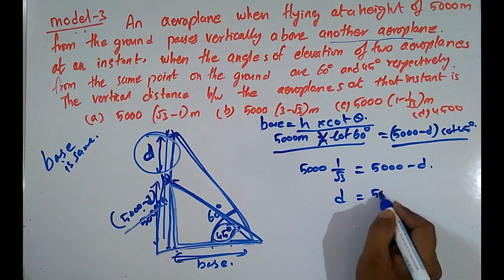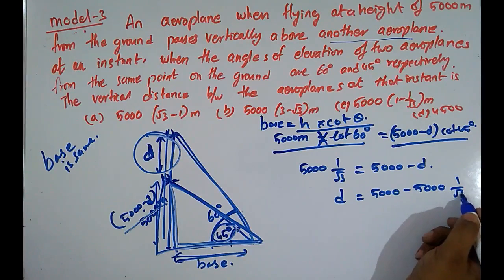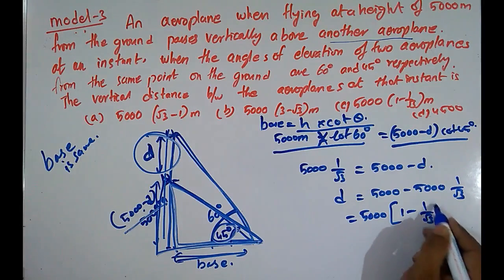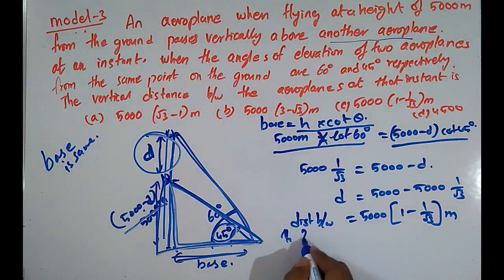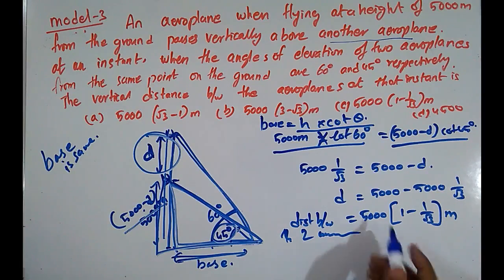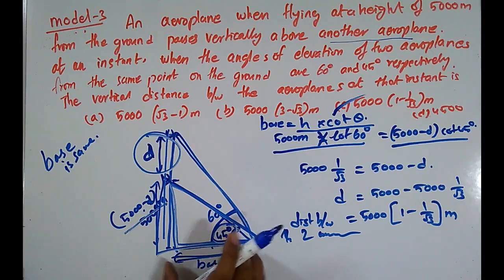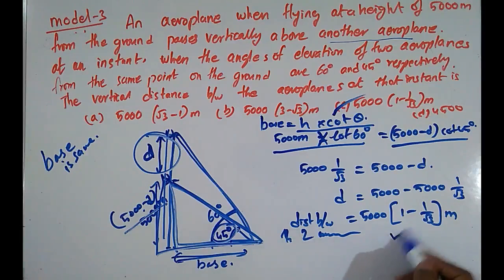D is given by 5000 minus 5000 by root 3, that is 5000 into 1 minus 1 by root 3 meters, the distance between the two aeroplanes, where the answer is given in option C, 5000 into 1 minus 1 by root 3. All you have to know is how to solve the problem. For this kind of problem, model 3, the base is same. By using this base is same for two triangles, we are comparing the two expressions, friends. By this we are getting the answer.